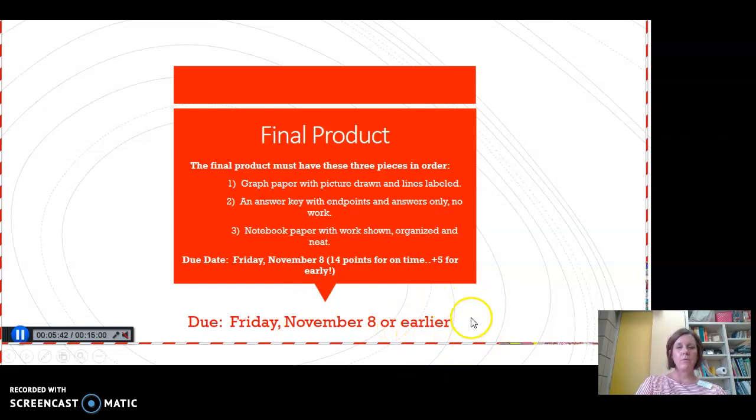Just one quick thing I want to point out is that if you turn it in early, you get bonus points. We have plenty of time to do this whole project, but you might aim to turn it in earlier. So again, your goal for tonight, today, and the weekend is to get your picture drawn and make sure you have enough lines in your picture.